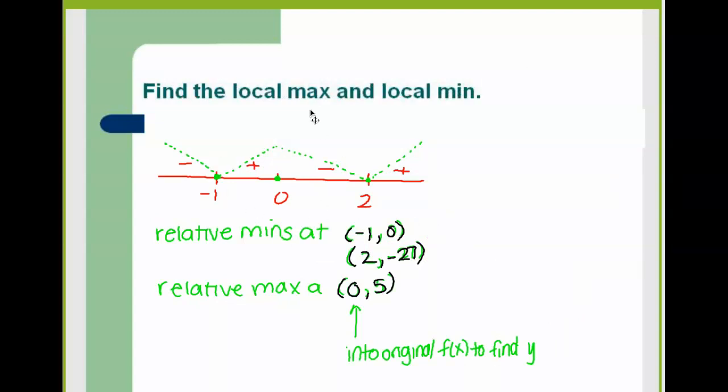So I kind of actually already gave you this information, but it was the next part of the question. It said find the local max and local mins. This time I did plug back into the original and I found the y values based off of that sign chart. So again, we know that we had our local mins or relative mins at negative 1 and 2. Their y values were 0 and negative 27 respectively. And we had a max at 0, 5.